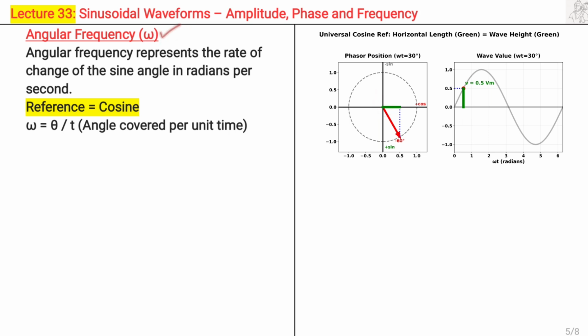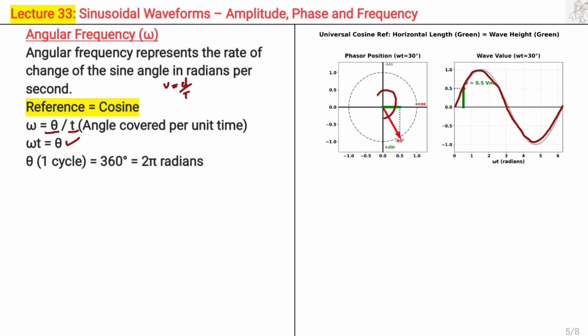We know that velocity is equal to distance per unit time. Therefore, angular velocity will be simply angular distance per unit time. So angular velocity is theta divided by time, and from here, omega t is simply equal to theta. In traversing the complete cycle, the vector goes from here and comes back to the original position, and therefore the angle covered is simply equal to 360 degrees, and 360 degrees is equal to 2 pi radians.